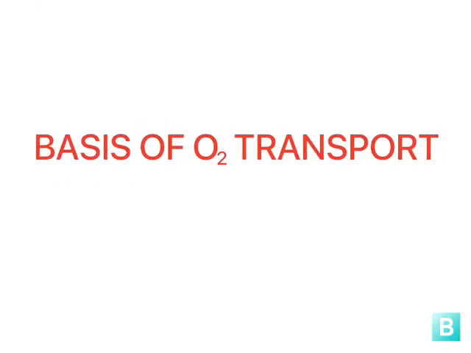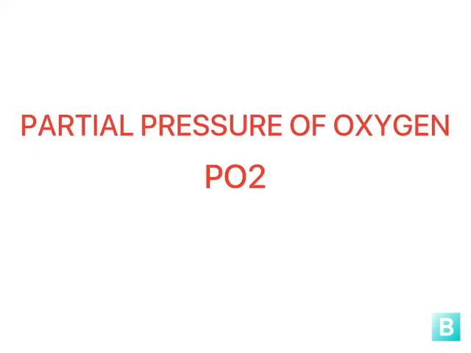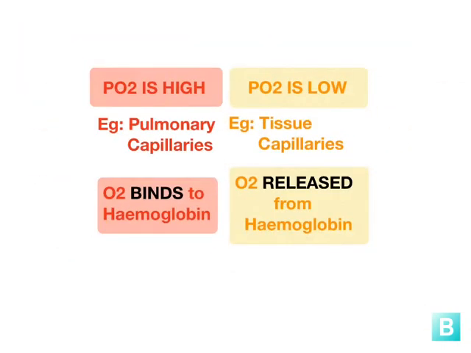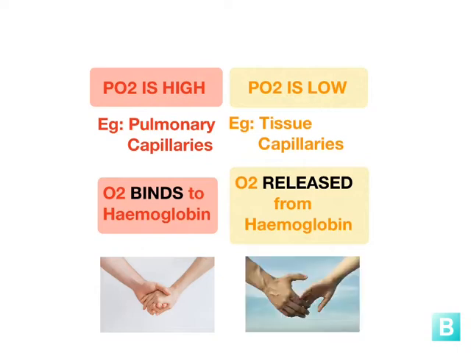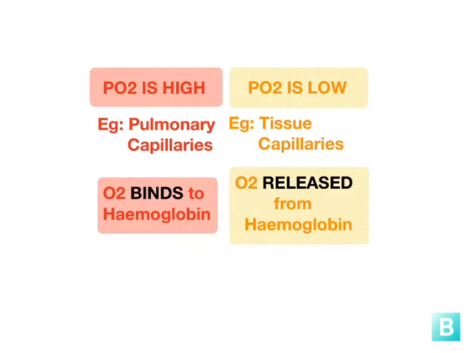Now, in order to understand the transport of oxygen, we need to understand that the affinity of hemoglobin to oxygen depends on the partial pressure of oxygen at that site. That means, whenever the partial pressure of oxygen is high, like it is in the pulmonary capillaries, oxygen will be attracted towards hemoglobin and hence the blood will be loaded with oxygen. And wherever the partial pressure is low, like it is in the peripheral capillaries, oxygen will be separated from the hemoglobin and hence will be unloaded from the blood.